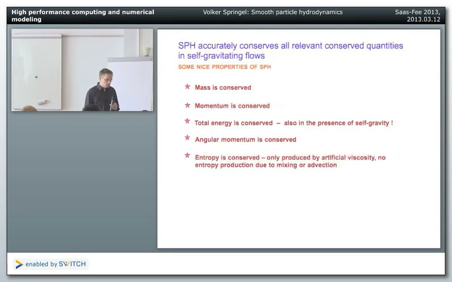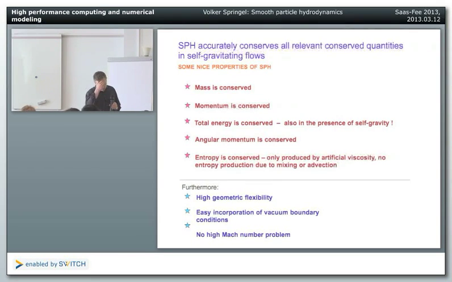Same thing here: in a Cartesian mesh code, normally you will not have manifest conservation of angular momentum. And entropy is also conserved. In fact, you have complete control over where entropy should be created, via the artificial viscosity. This complete fulfillment of all the conservation laws is kind of unique to SPH. Furthermore, you have high geometric flexibility, easy boundary condition treatment, and no high Mach number problem. That means it's Galilean invariant, and you have no problems in highly supersonic flow picking up weak shocks, for example.